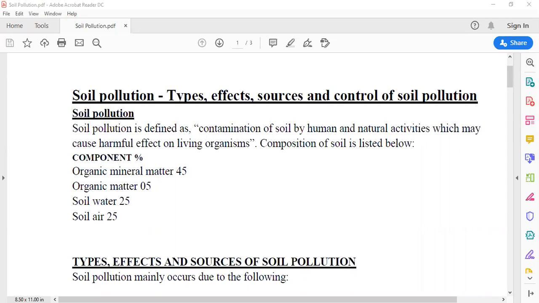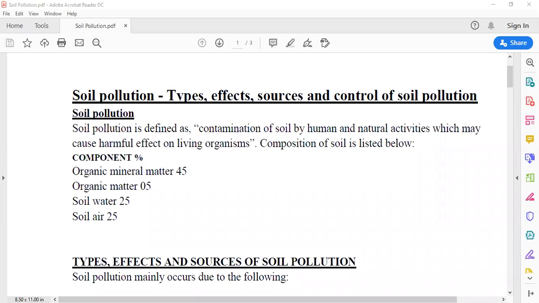Living organism. For healthy and moderate cultivation of crops, we know the base components of soil: mineral matter that is nearly about 45%, organic matter that is 5%, soil water that is 25%, and soil air that is 25%. If any natural or human activity deteriorates these components of soil, then the term used is soil pollution.